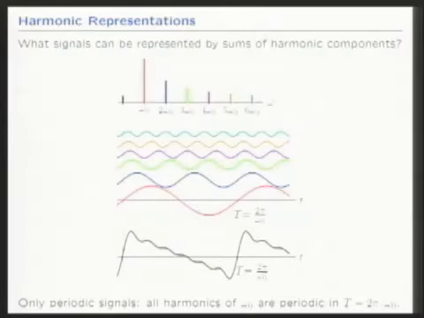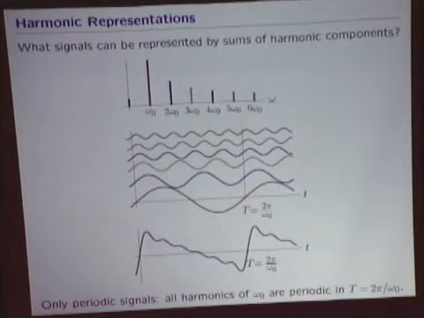How should we think about that? What kinds of signals ought to be representable by their harmonic structure? Okay, well, if you just draw a picture in the time domain and think about a fundamental, what would it look like in the time domain? What would the signal look like? What would the second harmonic look like?